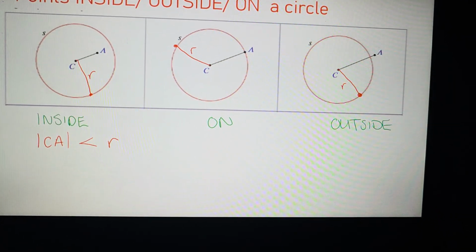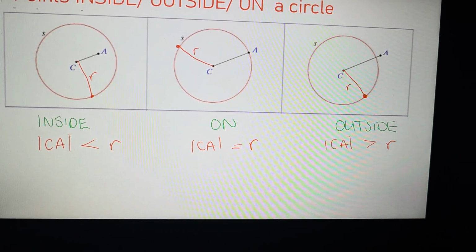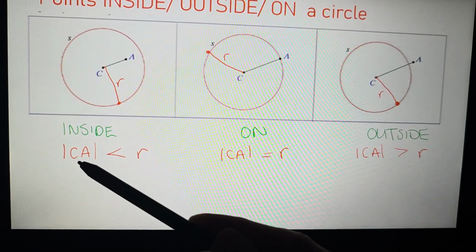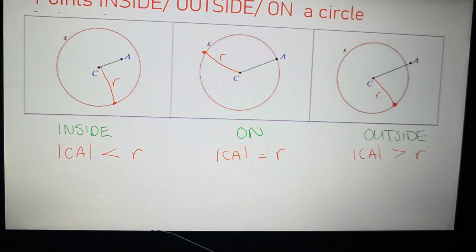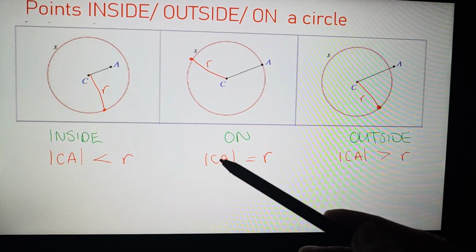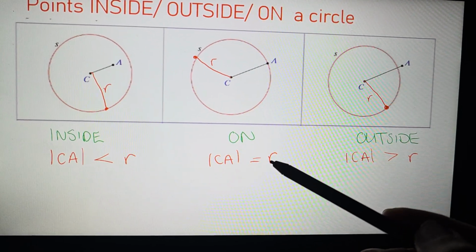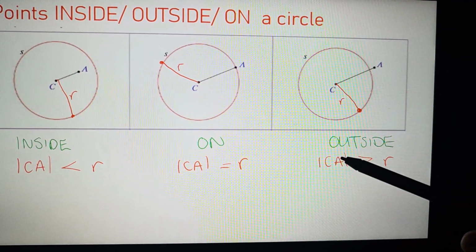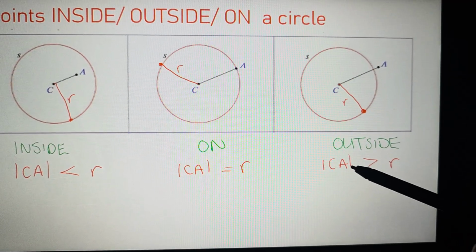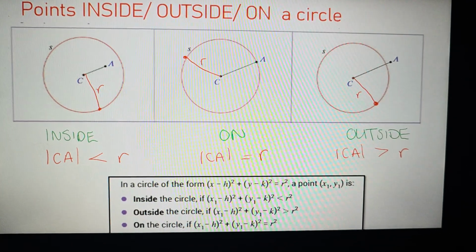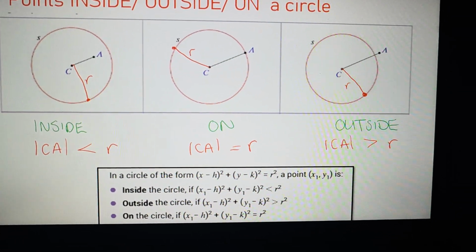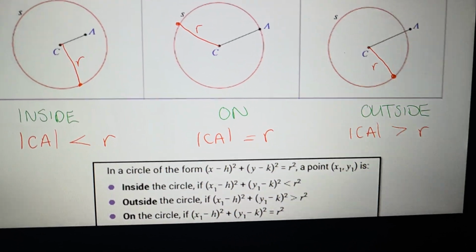Now, these are three quick little formulae underneath that we're going to do. If the distance from C, the centre, to the point A ends up being less than the radius, we're inside the circle. If the distance from C to the point A is equal to the radius, well then we're on the circle. And if the distance from the centre to the point A is greater than the radius, well then we're outside the circle. This is how you will check to see if it is the case.